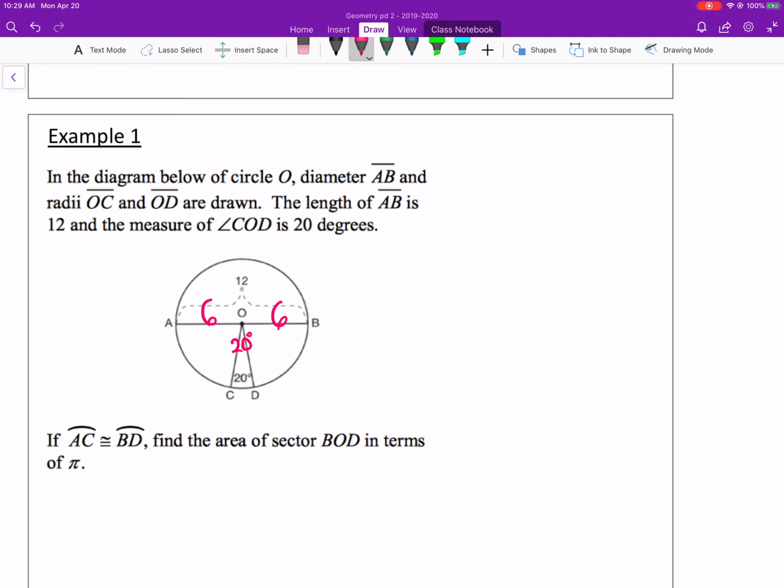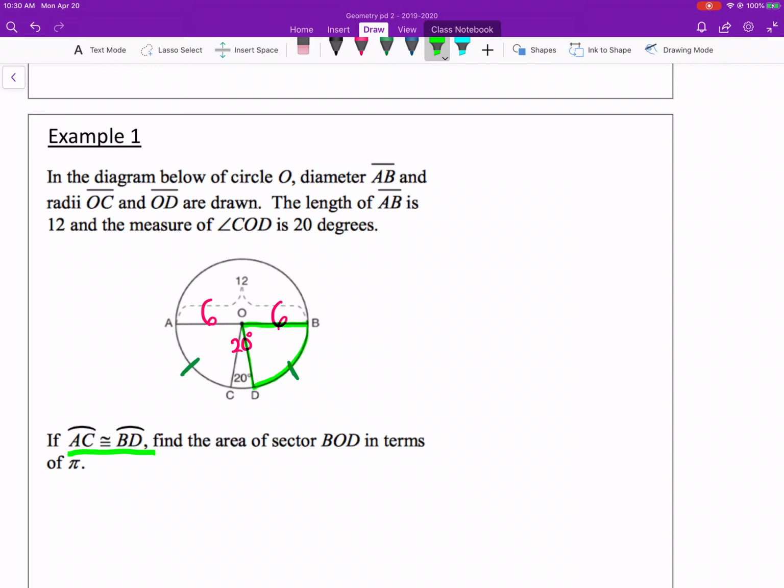So now let's keep going. If arc AC is congruent to arc BD, so this arc AC is equal to this arc BD, find the area of sector BOD in terms of pi. So sector BOD, there's a bunch of sectors, and we want to focus on sector BOD here. So that piece. Let's make a prediction. Does that occupy half of the area of that circle? No, not quite. That piece is too small.